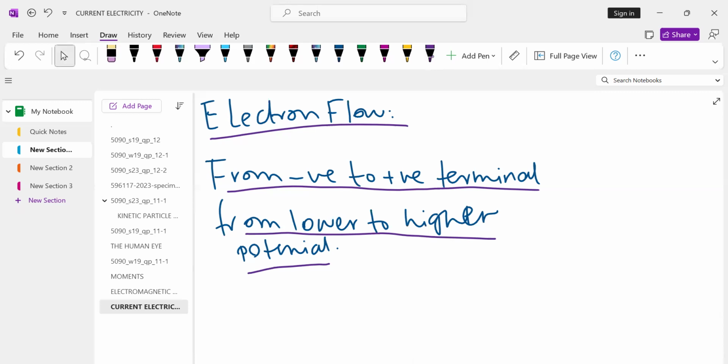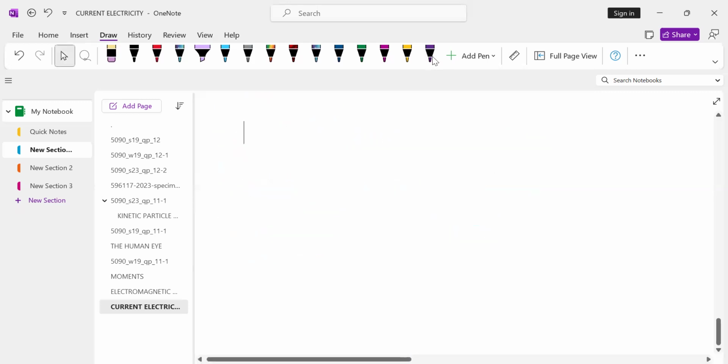Okay, now let's look at what is a circuit diagram. A circuit diagram shows the conducting path of electric current. Now we will discuss the circuit symbols.